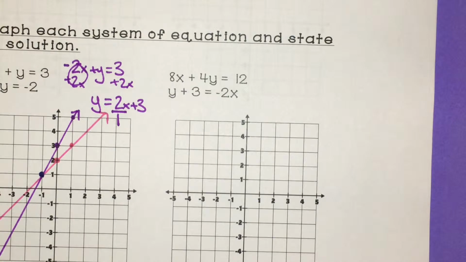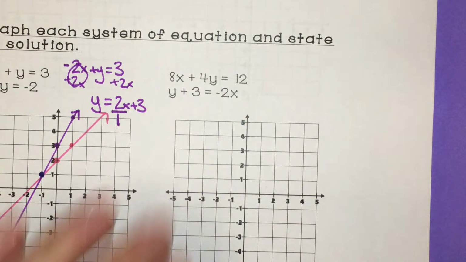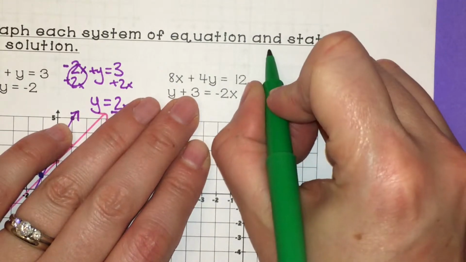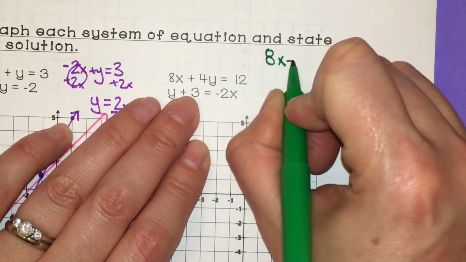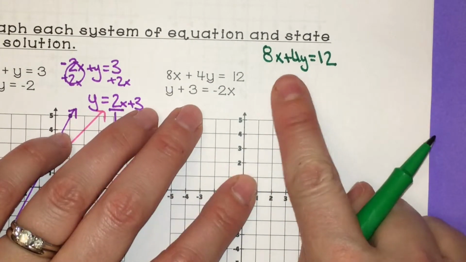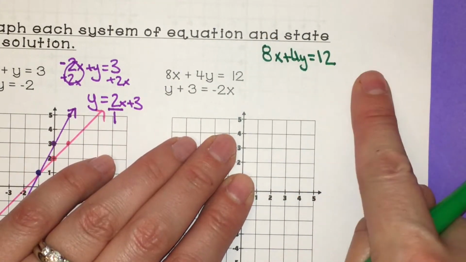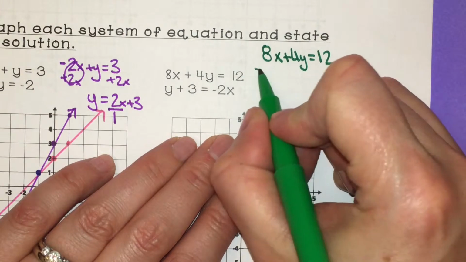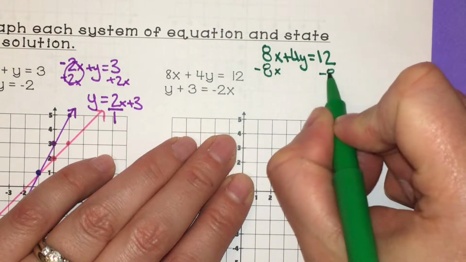Okay, again, I need to solve for y. I have to get it into y equals mx plus b form. So I'm going to start with that top one. I have 8x plus 4y equals 12. I want y by itself, so I'm going to move my x term over. It's positive 8x, so subtract 8x on both sides.